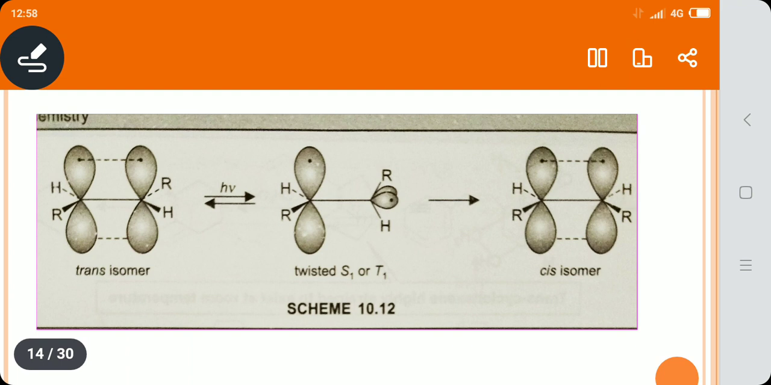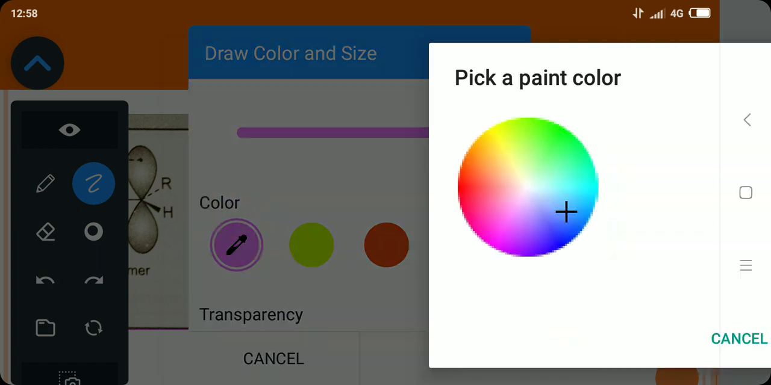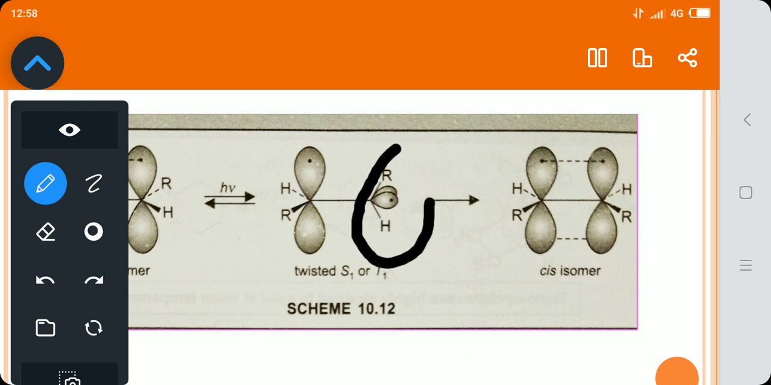Now in the transition state you can see very carefully how the geometry is a twisted geometry, that is, the p orbitals are perpendicular to one another. Here you can observe how one of the p orbitals remains perpendicular to the other p orbital. So in this way, in the transition state, the isomerization is actually nil, or cancelled out.